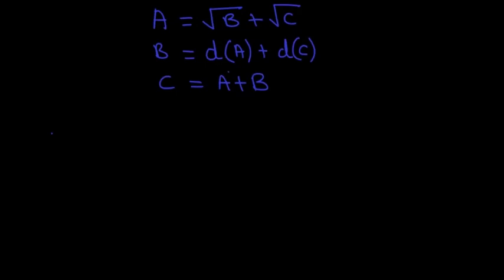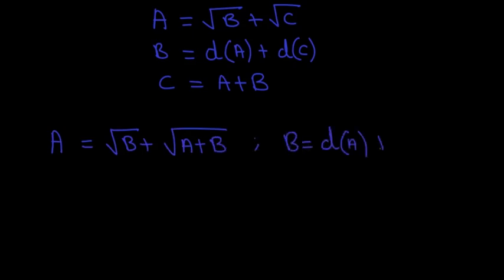Substitute C is equal to A plus B in the first 2 equations. So, A is equal to square root of B plus square root of A plus B, and B is equal to D of A plus D of C. C is A plus B, so D of A plus B. Now consider this first equation. A is equal to square root of B plus square root of A plus B.